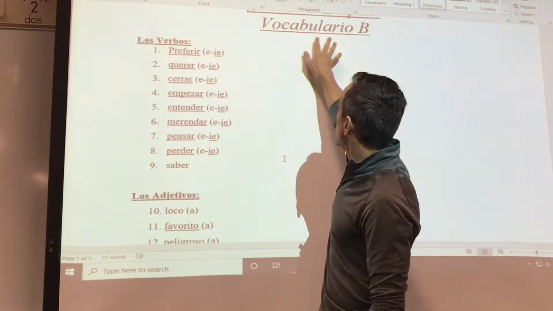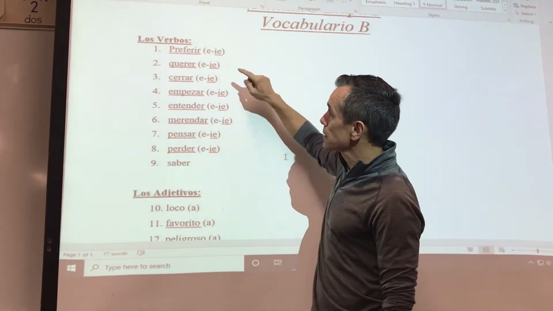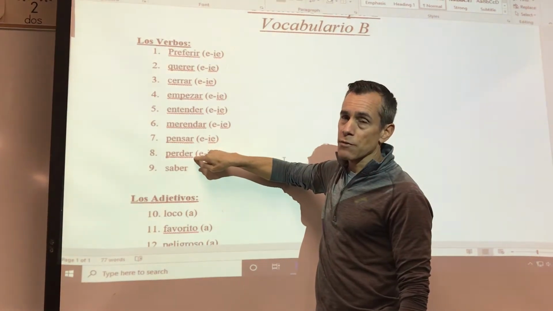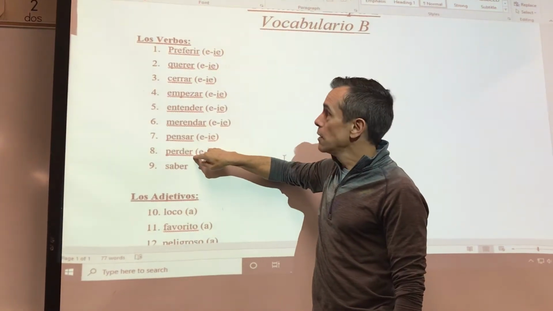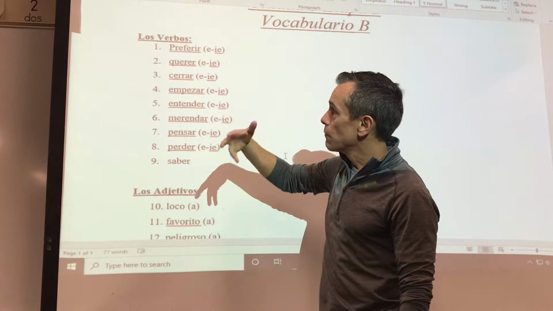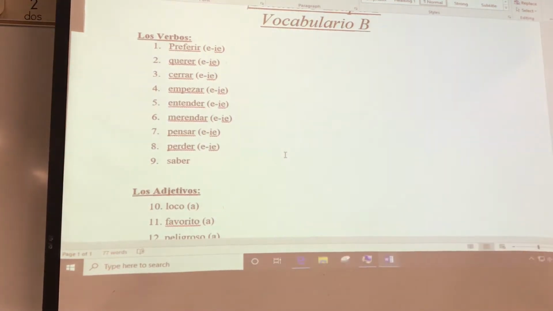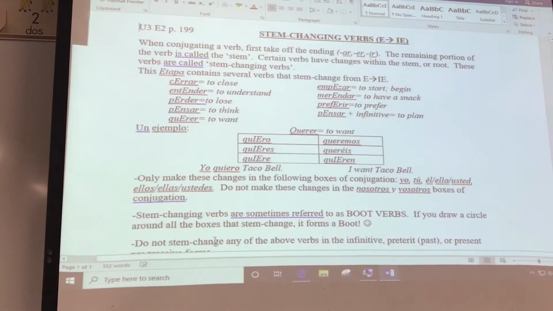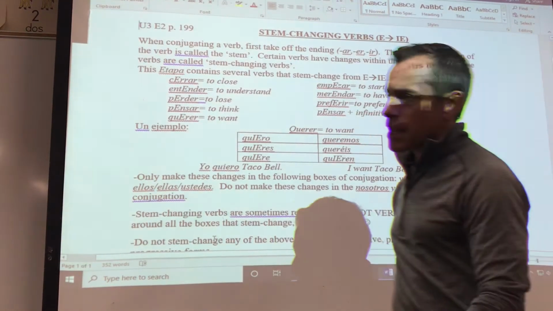So this is the B list of your vocab list, and that means that 1 through 8, these are all going to be stem-changing verbs, and I'm going to show you how to do that right now. So these are all going to fit that mold of what we're doing. In your workbook, there are notes on stem-changing verbs. They look like this.